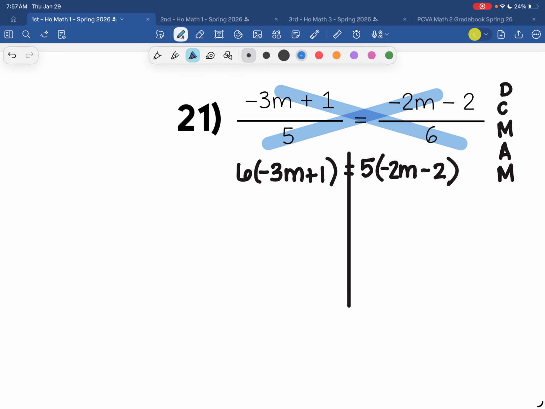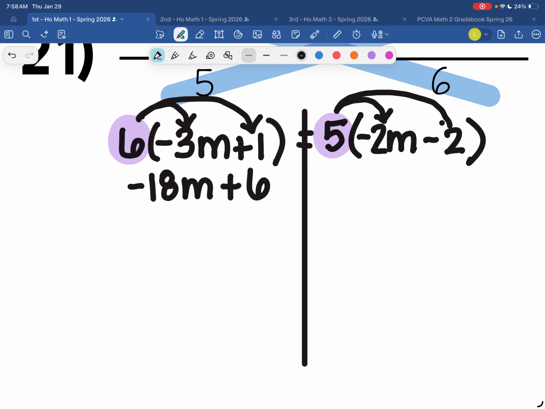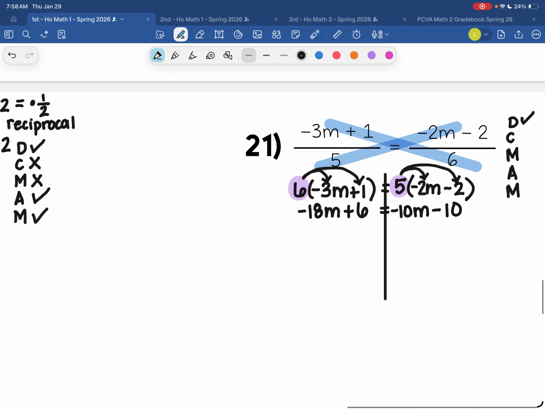So I'm going to distribute this 6 to the parentheses, and I'm going to distribute that 5 to the parentheses. So we're going to say 6 times negative 3m, and then 6 times 1. So that's going to be negative 18m, and then 6 times 1 is going to be plus 6. We're now going to distribute the 5 to the negative 2m and the 5 to the negative 2. So that gives me negative 10m, and then 5 times negative 2 is going to be negative 10. So we've done the distributive property.